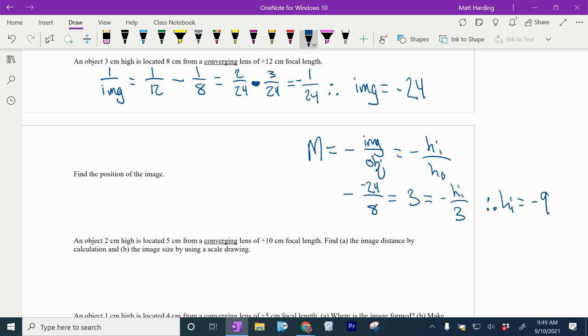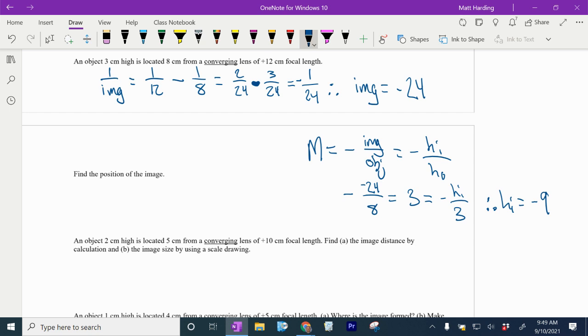Getting a negative value for the image distance in a lens problem tells me that the image is on the same side of the lens as the object. So I got negative 1 over 24. That equals 1 over the image distance. My image distance is negative 24 centimeters. Mr. Harding, let's use units here, please.